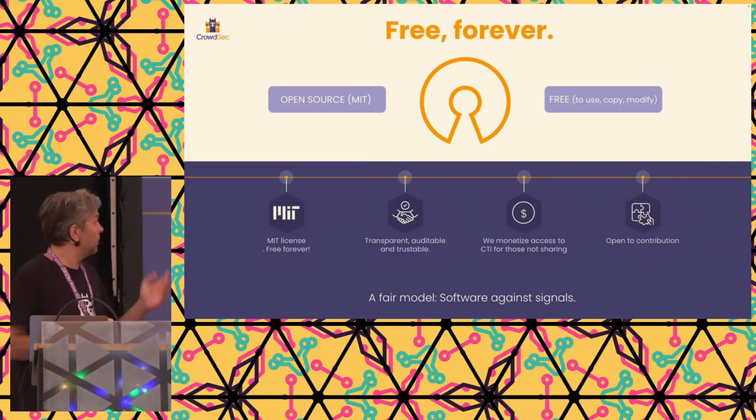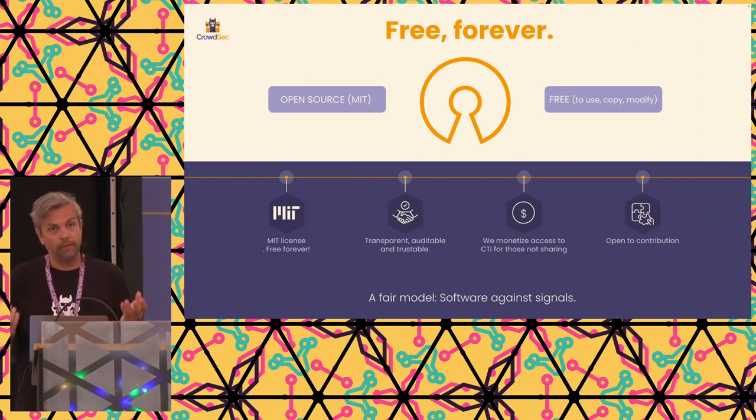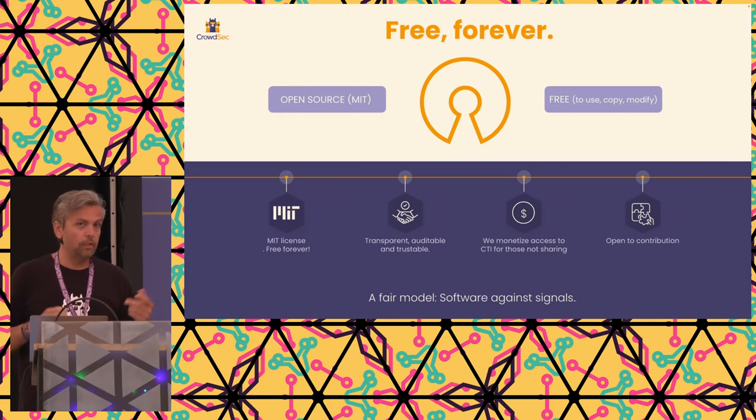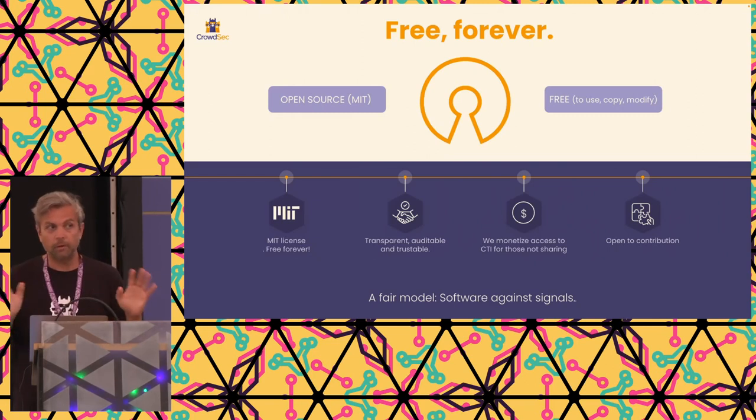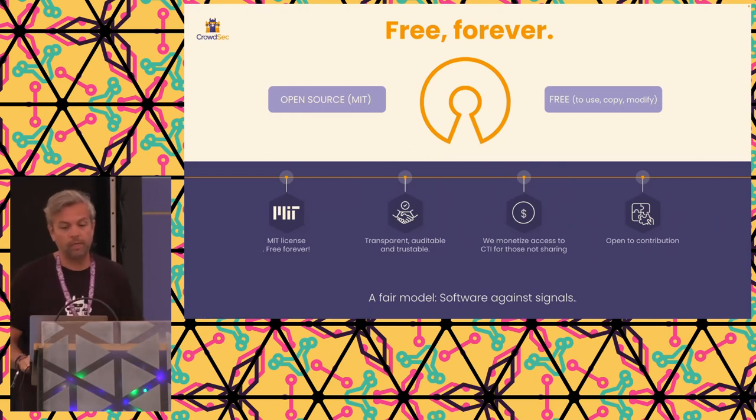CrowdSec offers a fair deal. We think you share the information about the attacks you see, and you get all the block list stuff back for free. So that is sort of the trading agreement. If you don't want to share, then you can always pay. But CrowdSec is free to use, no strings attached.